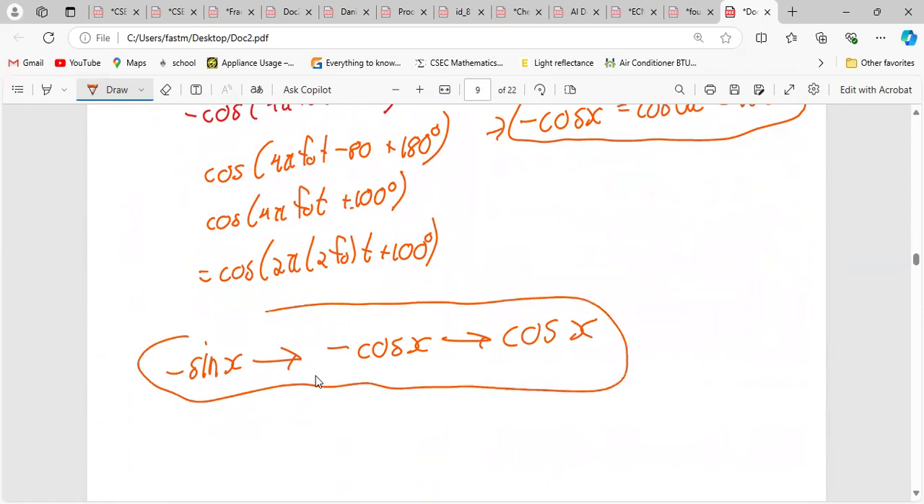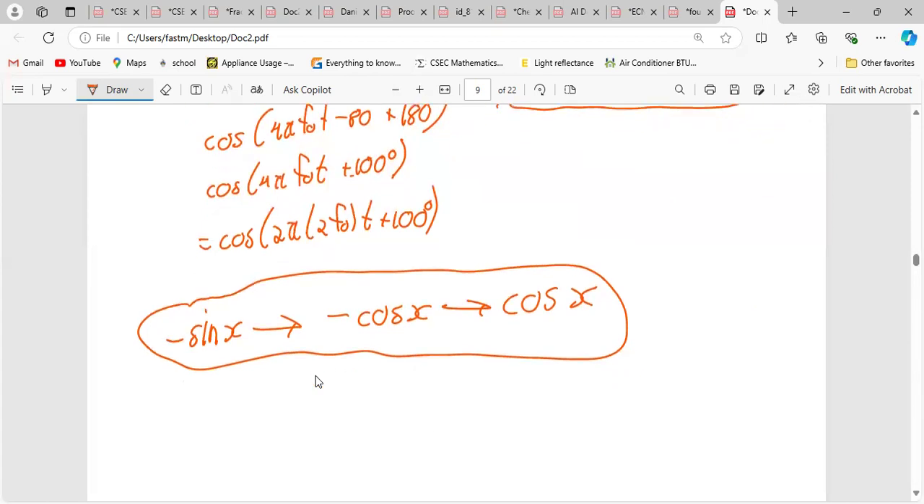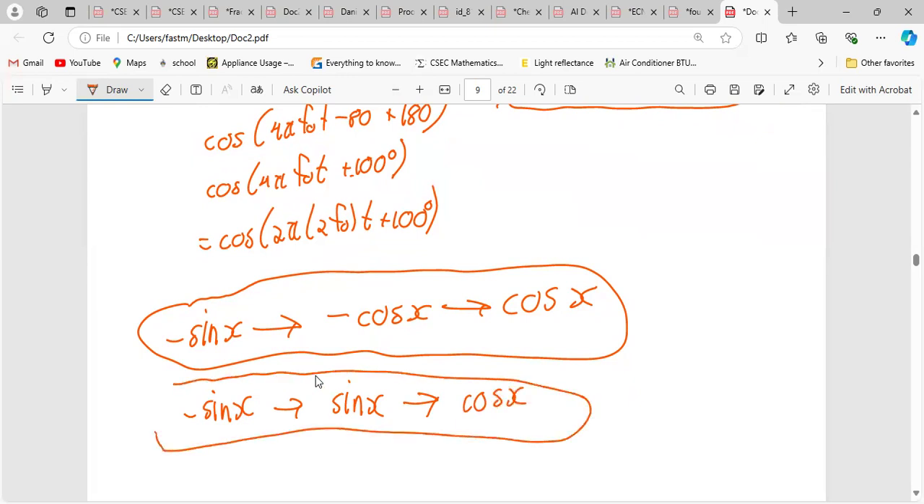Technically, you can do it in any order. I like to get the cos first and then swap to get the minus. But you could also go to the sin x first to get rid of the negative, and then go from the sin x straight to the cos x. That will work too, no problem with that. This is what I use. Either way, you get the same answer, as you notice.